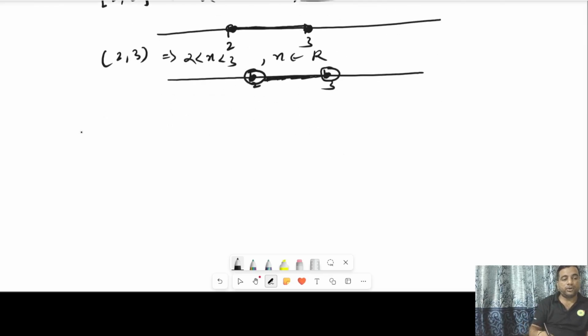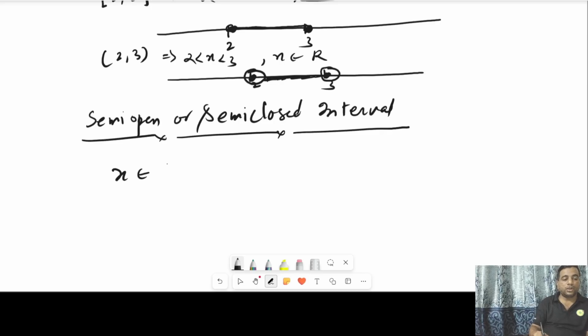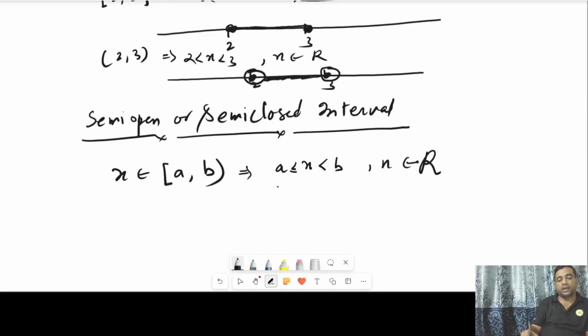Now I am coming to the sub-kind of interval, the semi-open or semi-closed interval. Let x belong to an interval closed from the left but open from the right. Because it is closed from one side and open from the other, it is called semi-open or semi-closed. It implies that x is greater than or equal to a but strictly less than b, and x belongs to the real numbers. All x must be real.